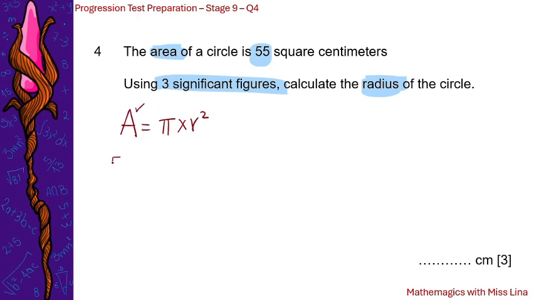So we need to plug in the value of the area, which is 55, and that's going to be equal to pi times r squared. Since we want to solve for r, we would divide by pi both sides. So we can cancel them here, and it's going to be 55 divided by pi equals r squared.